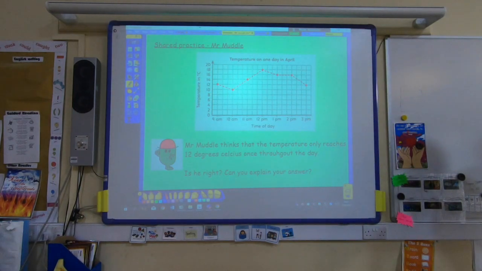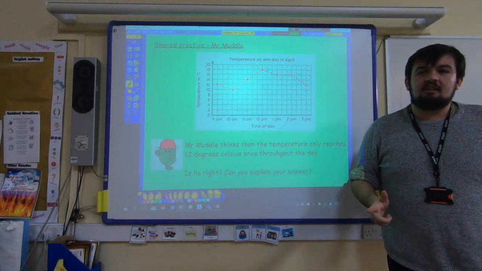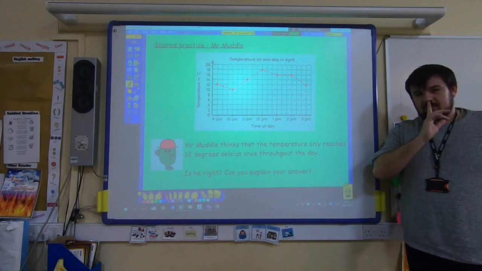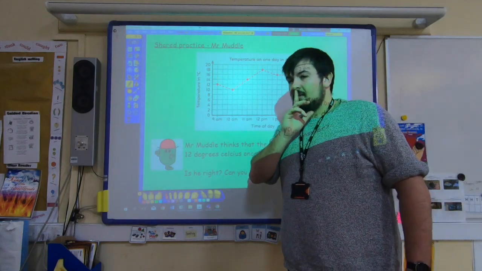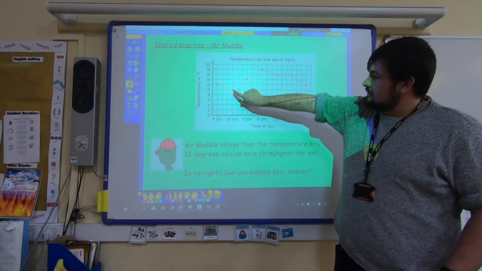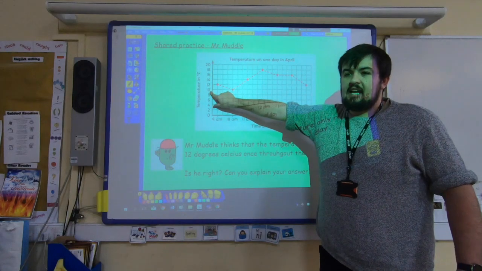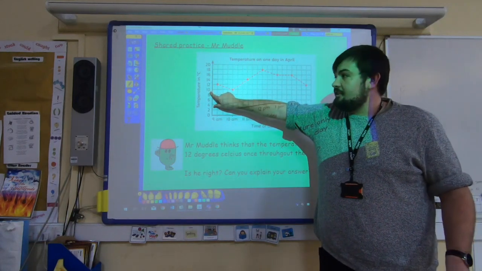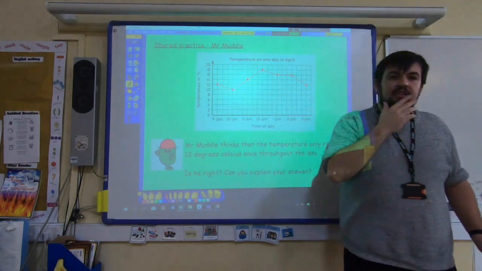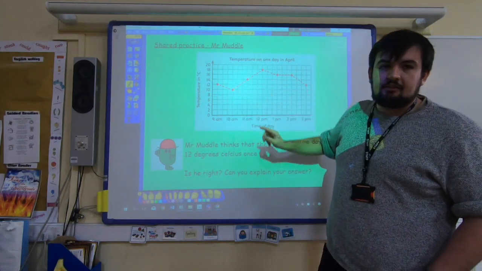We could also say it maybe reaches it 3 times because we've only recorded it twice, but when else could it possibly have hit or gone above 12 degrees Celsius? What about this point here? What temperature does it go from between 10 and 11 o'clock? At 10 o'clock it is 10 degrees Celsius. At 11 o'clock it is 14 degrees Celsius. Well, what temperature will it have gone past to get to 14 degrees Celsius?